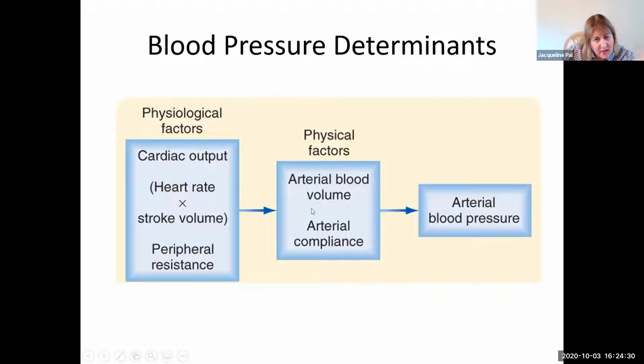So, when we're looking at blood pressure determinants, because this is where we've started, and instead of starting on the left, because we're not there yet, we're going to start here on the right. The blood pressure is determined by a couple of physical factors. Number one, the volume of the blood.